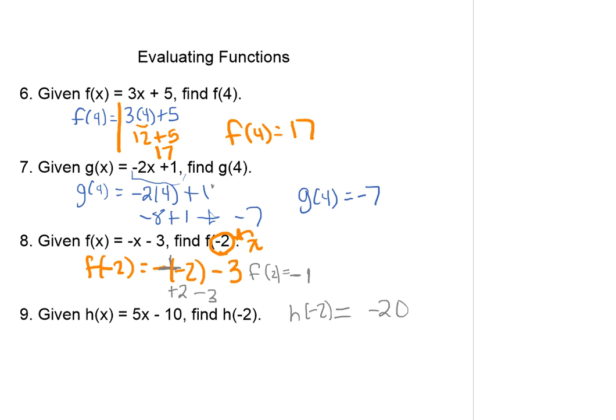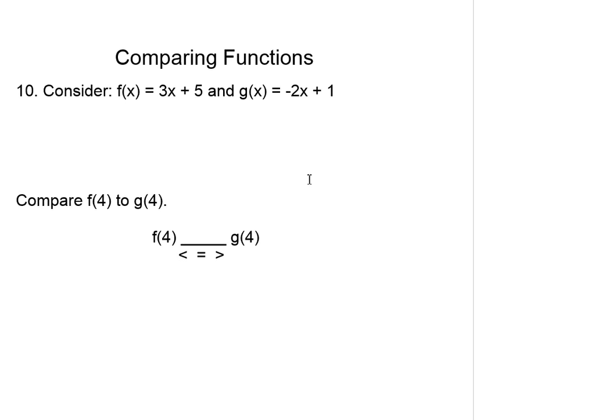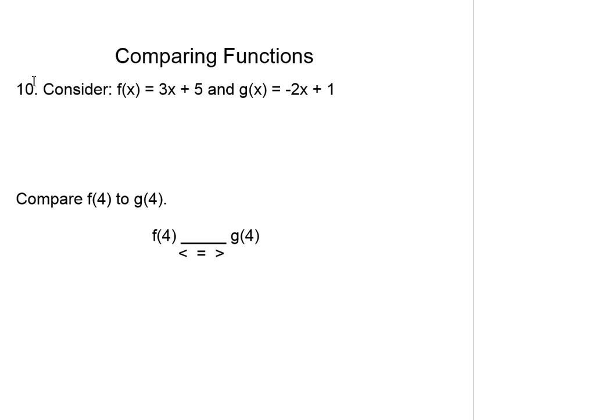Let's move on to number 4, and we are going to compare functions. We're going to do the same process that we did, but we're going to plug the same value 4 into two different functions. Okay, so it's pretty easy how we do that. We're going to take f of 4 and we're going to evaluate it. So that means 3 times 4 plus 5. 3 times 4 is 12 plus 5 is 17. So f of 4 is 17.